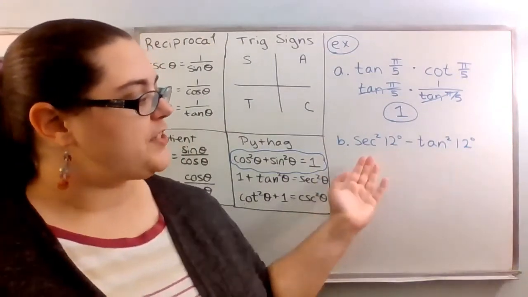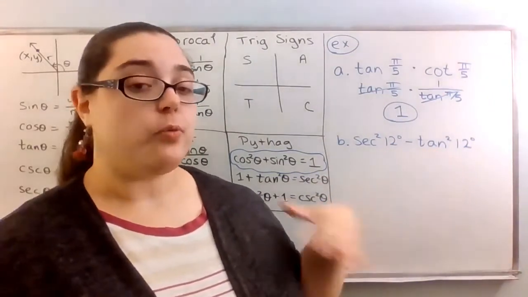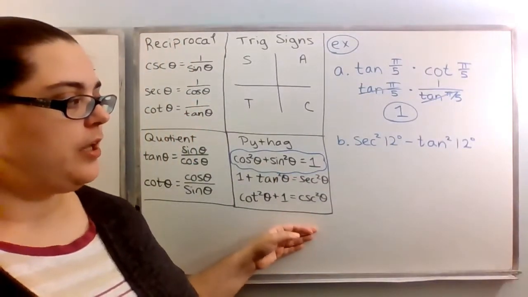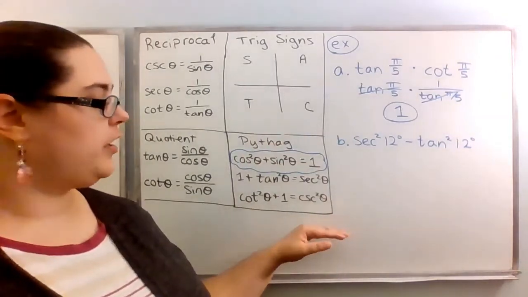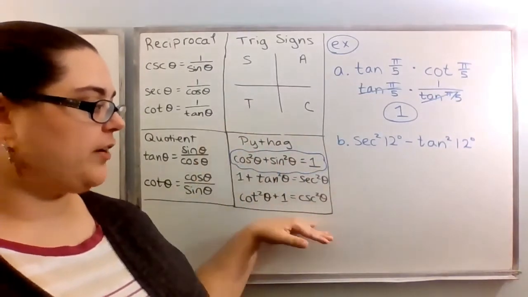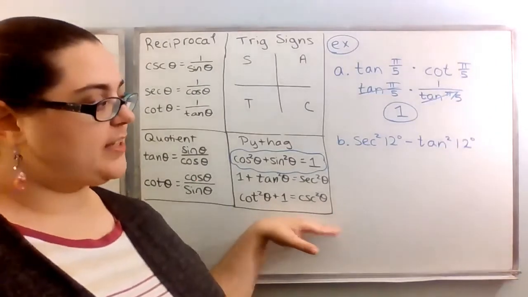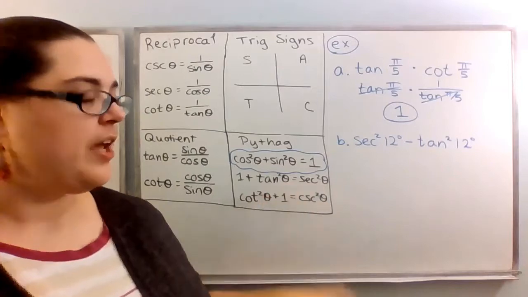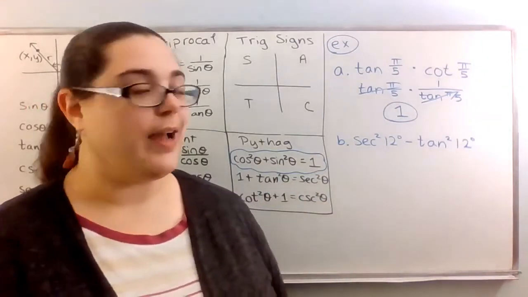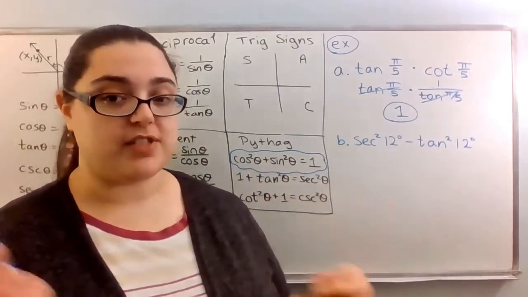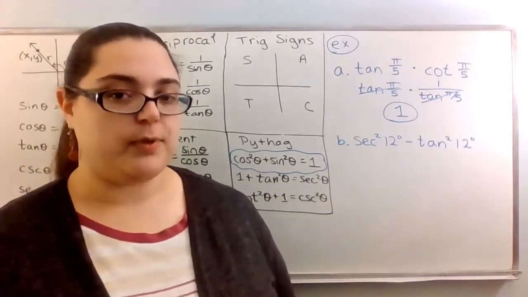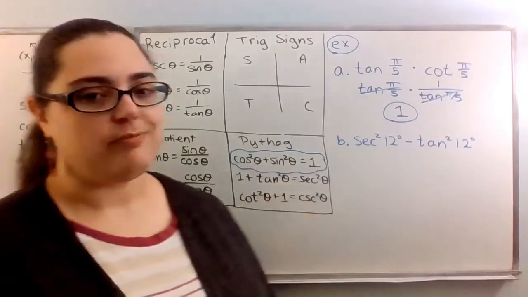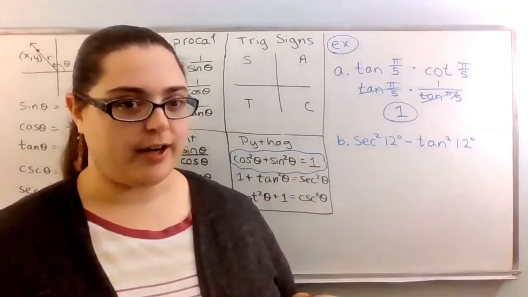For the second one, we have secant squared and tan squared. So when you see a trig function being squared, you want to think Pythagorean. Since I have these listed right here, I'm just going to go ahead and use the Pythagorean identity that's got secant and tangent together. And then I'm going to go through this one and show you how you can revert back to sine and cosine to figure this one out, if you forget the identity that involves tangent.